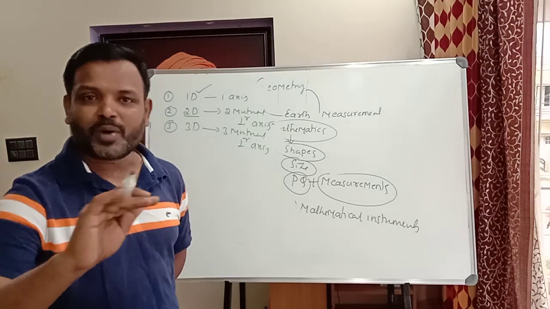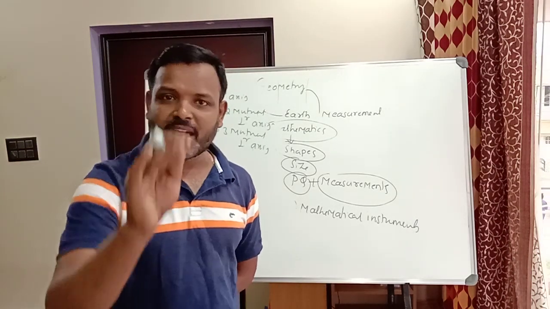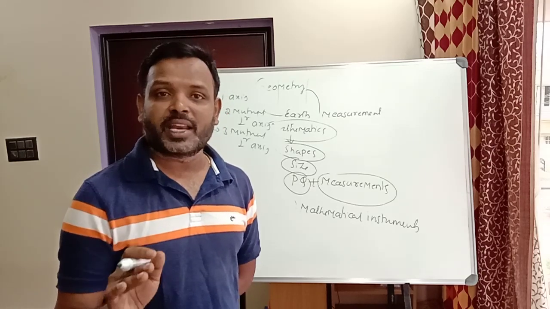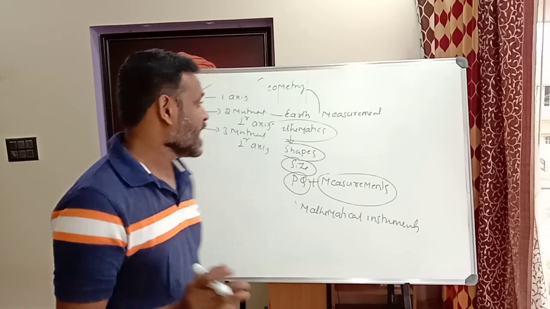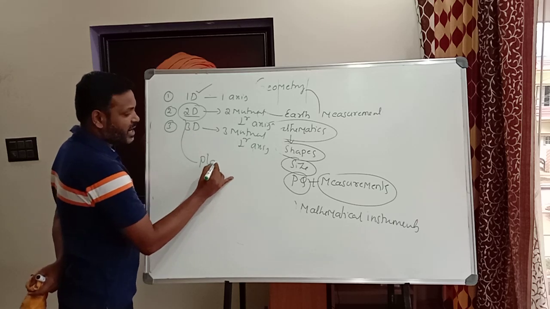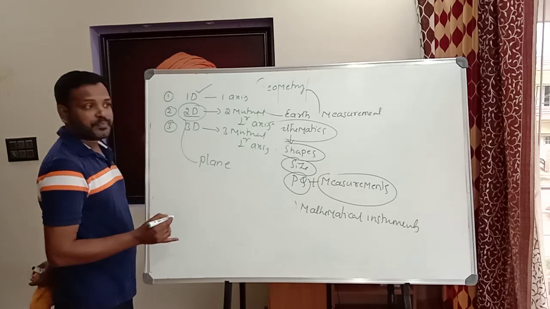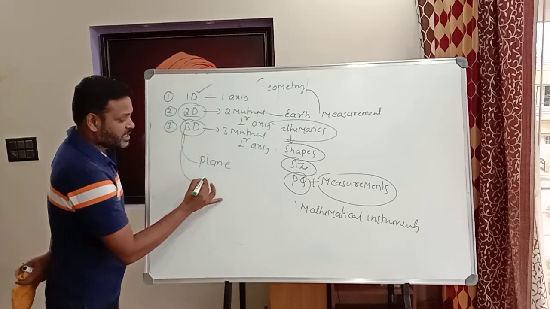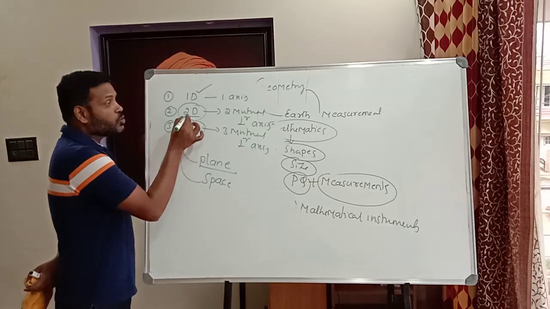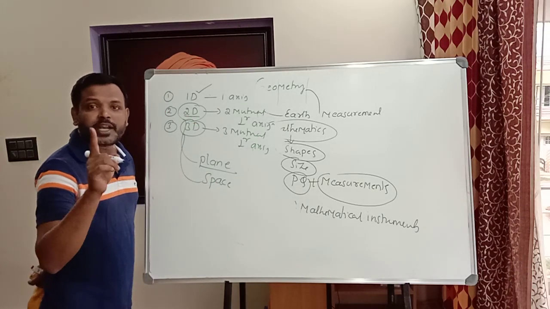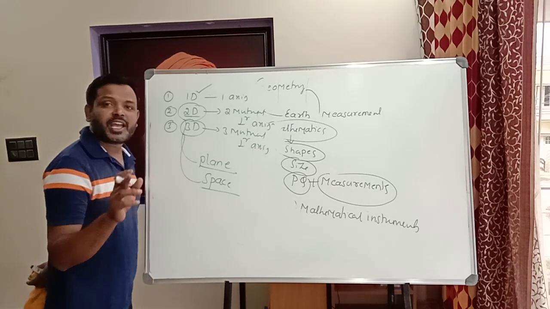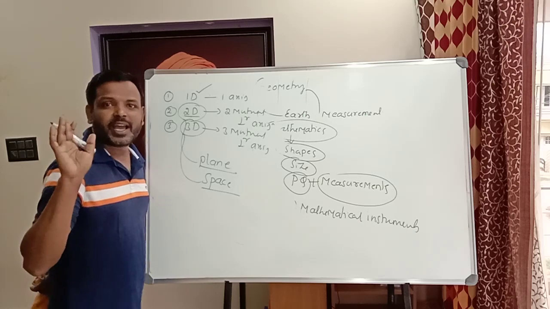So one dimensional means one axis, two dimensional means two axes which are mutually perpendicular, and three dimensional contains three mutually perpendicular axes. The two dimensional system is also called a plane, and the three dimensional system is also called space. If I use the word plane, it means two dimensional containing only two mutually perpendicular axes. If I use the word space, it contains three mutually perpendicular axes. Is it clear?